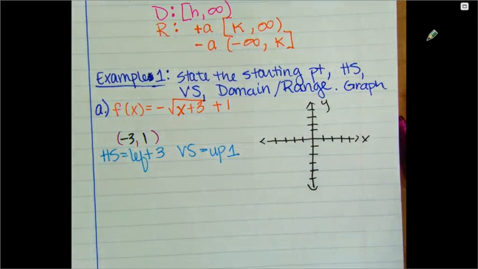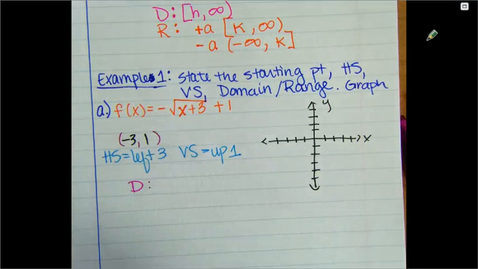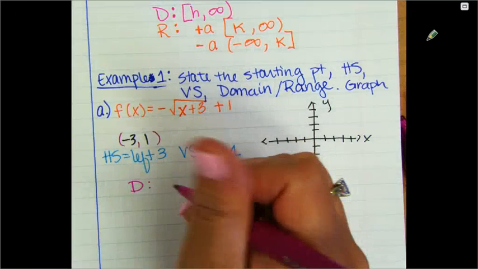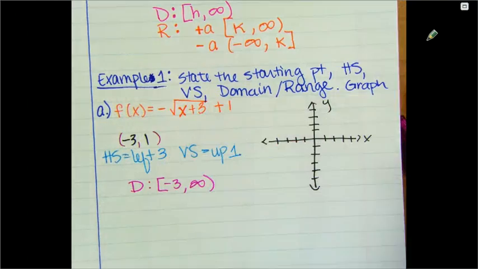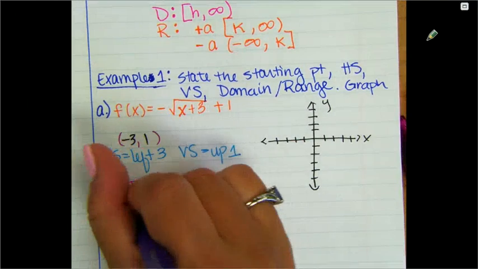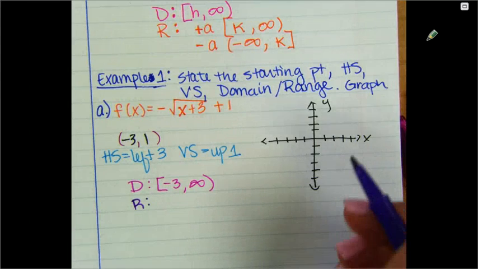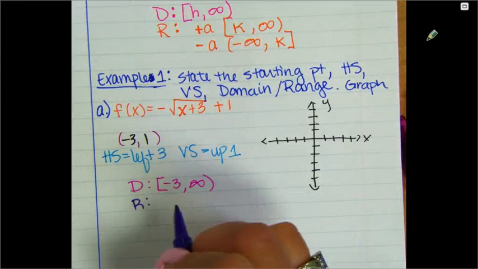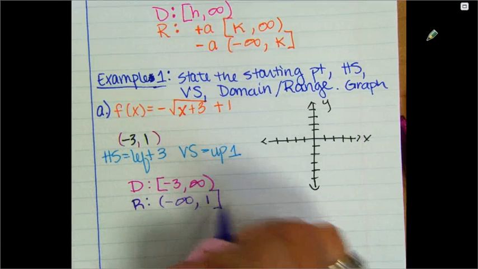Yeah? Okay, what's next? Domain? What's your domain? Negative 3 to positive infinity. Good. And what's our range? First of all, is it shooting star or falling star? Falling. Good. So what's our range? Negative infinity to 1. Good. So let's graph it.